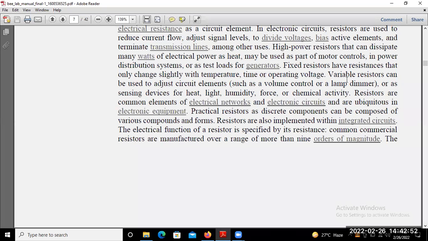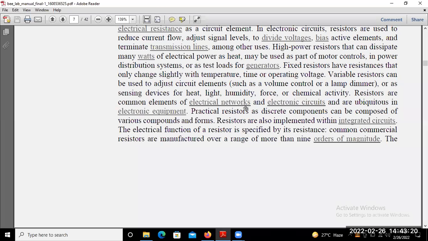So fixed resistors have resistance that only changes slightly with temperature and time or operating voltage. Variable resistance can be used to adjust circuit elements such as volume control or a lamp dimmer, or as the sensing device for heat, light, and humidity. So these are the functions for which we can use the resistor.